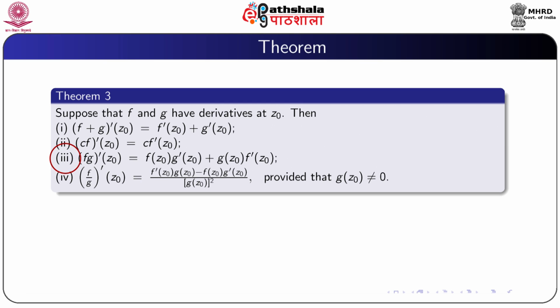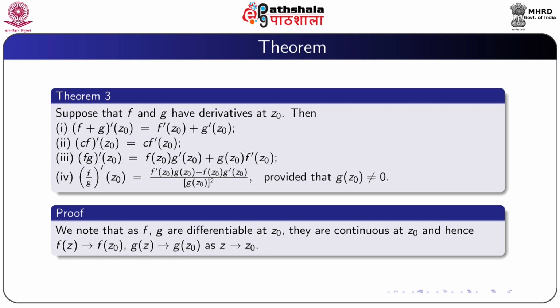The derivative of the product fg at the point z0 is equal to f of z0 into g dash z0 plus g of z0 into f dash z0. And number 4, the derivative of f by g at the point z0 is equal to f dash z0 g z0 minus f z0 g dash z0 by g z0 square, provided that g z0 is not equal to 0. So, we give proof of this result.